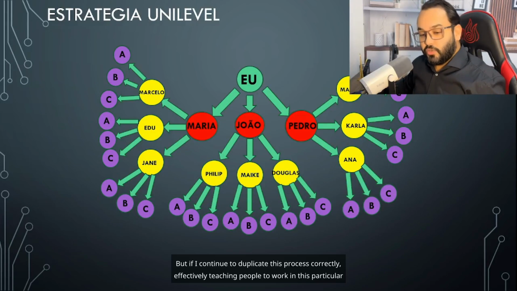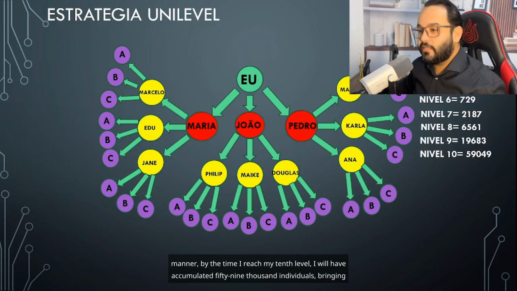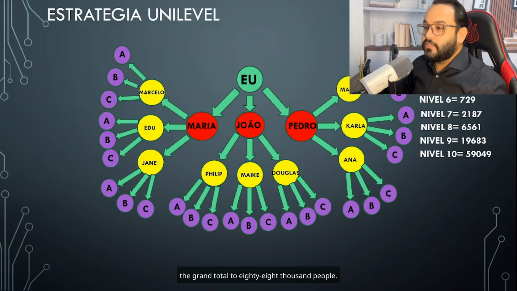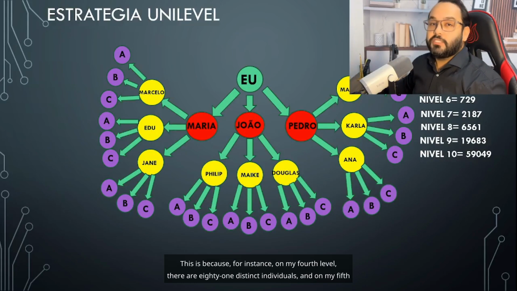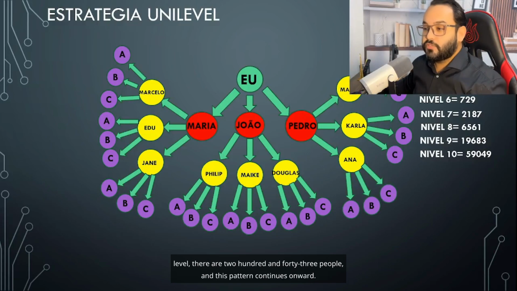But if I continue to duplicate this process correctly, effectively teaching people to work in this particular manner, by the time I reach my 10th level, I will have accumulated 59,000 individuals, bringing the grand total to 88,000 people. This is because, for instance, on my 4th level, there are 81 distinct individuals, and on my 5th level, there are 243 people, and this pattern continues onward.